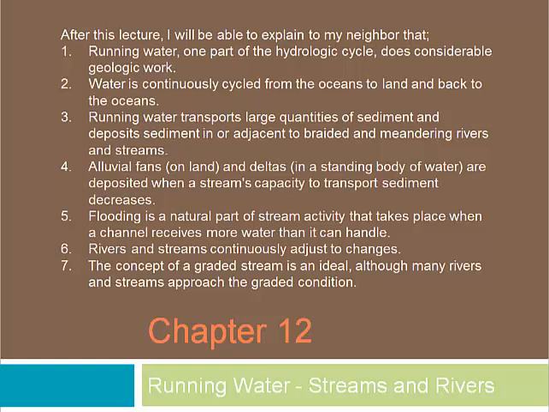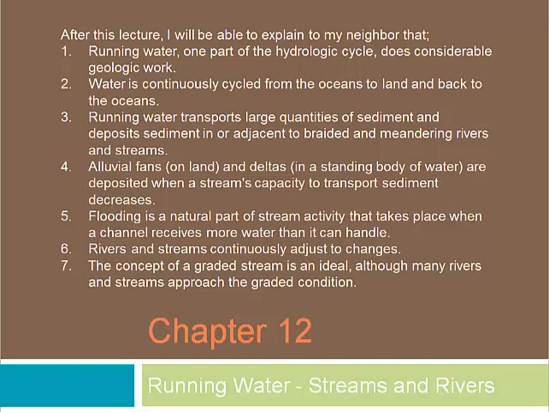So water is continuously cycled from the oceans to land and back to the oceans, and it's gravity that actually does most of the work when we think about water moving stuff. It's gravity that pulls the water down from high elevation to lower elevation until it gets to the sea level, or Death Valley for that matter. But anyway, running water transports large quantities of sediment and deposits sediment adjacent to braided and meandering rivers and streams.